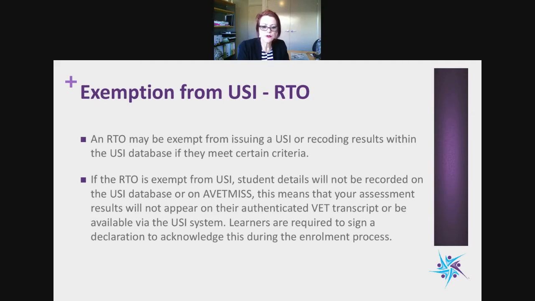Student details. So if you are exempt, student details will not be recorded on the USI database or on a VETMIS. This means that your assessment results will not appear on their authenticated VET transcript or be available via the USI system. Learners are required to sign a declaration to acknowledge this during the enrolment process. So if you do have exemption, you need to notify your students that you do have exemption and that they will not have access to their records on usi.gov.au. So it's a really good idea.